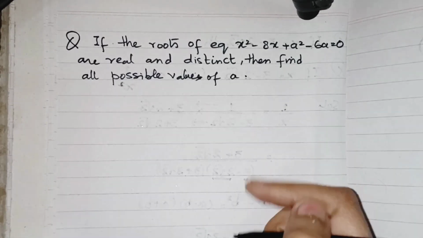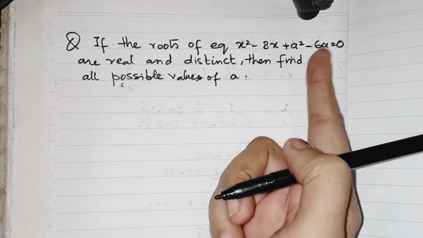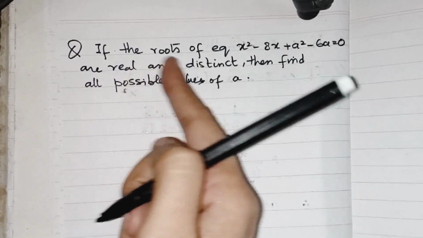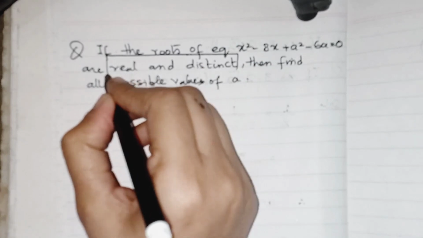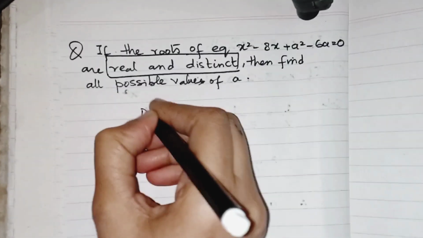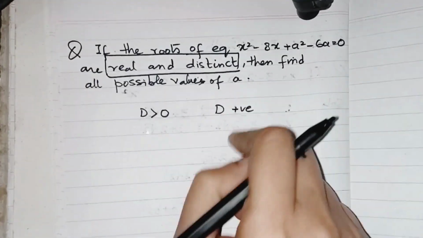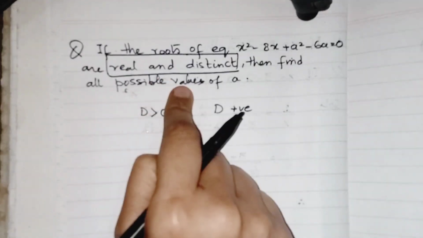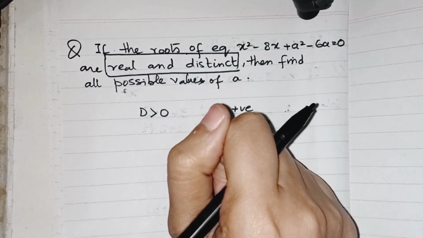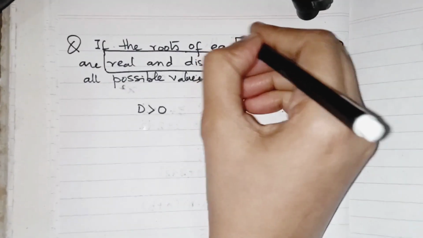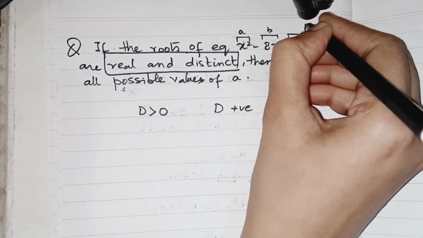Our next question is, if the roots of equation x square minus 8x plus a square minus 6a equals 0 are real and distinct. When they are saying that we have real and distinct, it means D is greater than 0, which means D is positive. Then find all possible values of a. Now we have to find the values for a, where according to the equation, this one is my a, this one is b, and the other one is c.